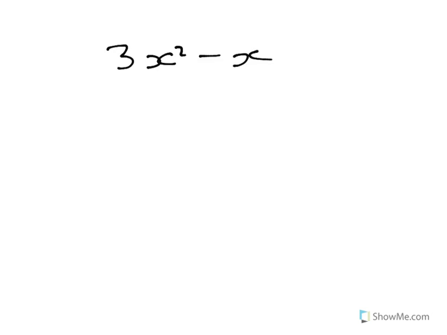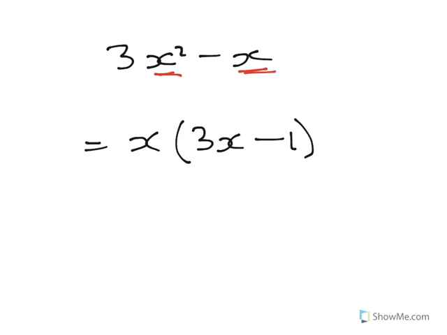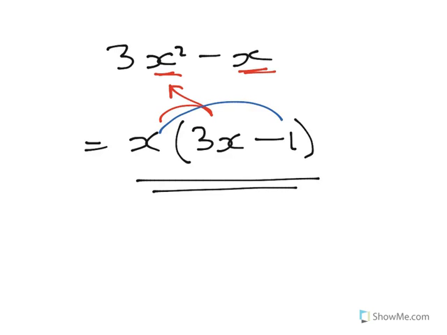We're trying to look for a term, an element that appears in each term. So in this one here, for example, I notice that x appears in both of these terms. So I can take x out to the front, and that will give me a new expression of 3x minus 1. So if I multiply that out to double check it, x times 3x is 3x squared. x times negative 1 is negative x. So therefore it's nice, simple, finding a common factor.